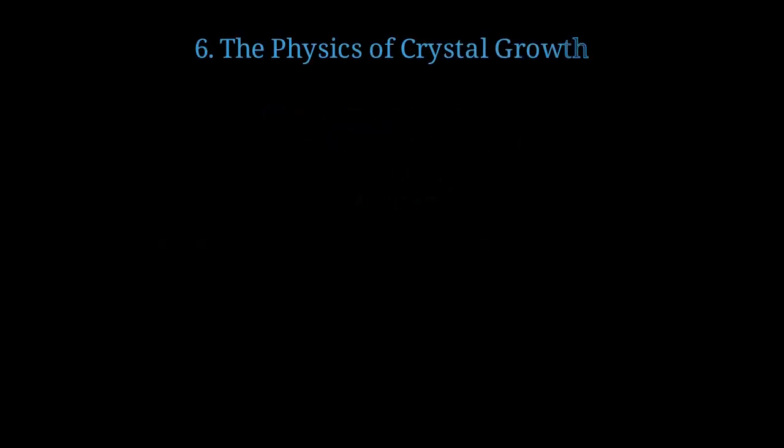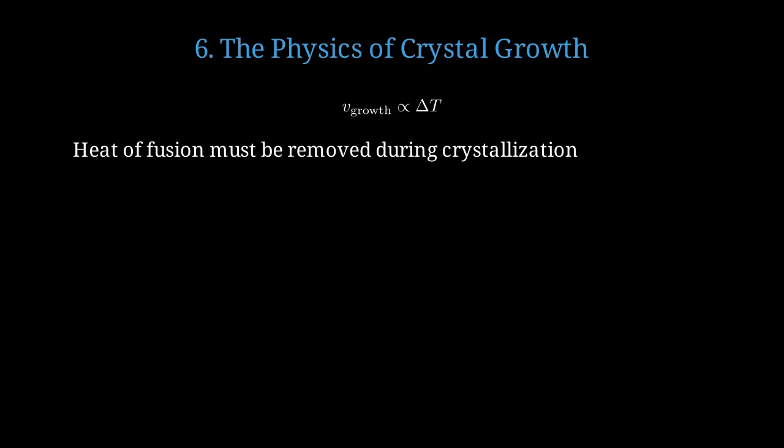Let's examine the physics governing how fast ice crystals grow once nucleation begins. The growth velocity is proportional to the temperature difference below freezing, called the supercooling degree. As water freezes, it releases latent heat that must be conducted away for the crystal to continue growing. The heat release rate equals latent heat times density times growth velocity times the crystal surface area.